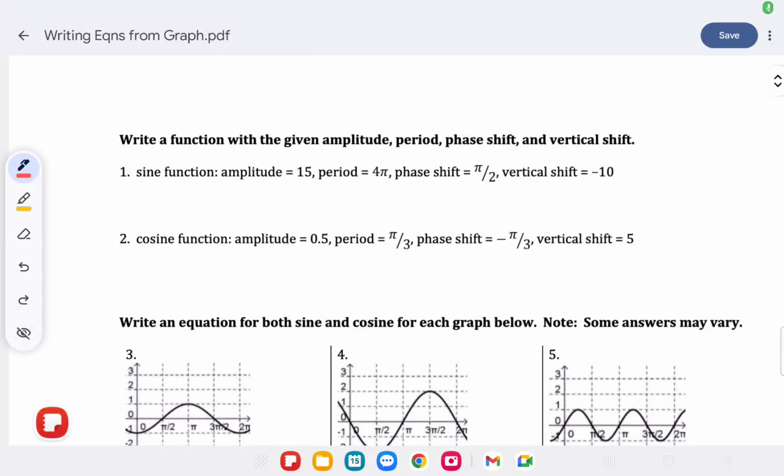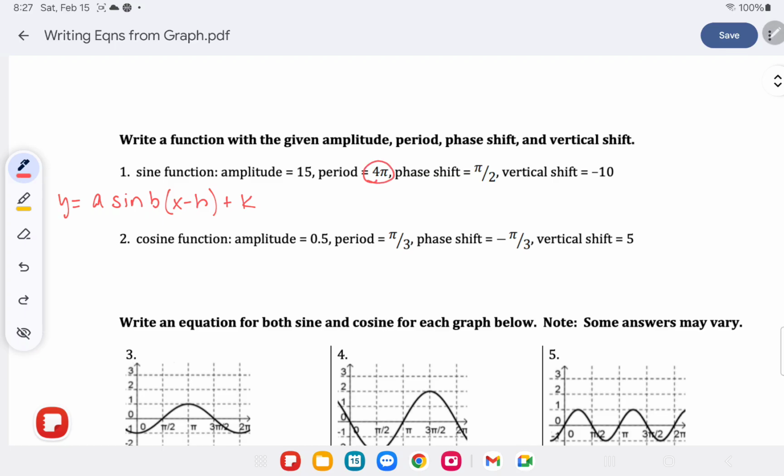Practice now is how to write an equation for either a sine or cosine function based off of a graph, or on these first two examples, just based off of information. So if you remember our general form, y equals a, the amplitude, times your sine function or cosine function, b, which helps us figure out period, times x minus h. H is our phase shift left or right, plus k, and k is our shift up or down.